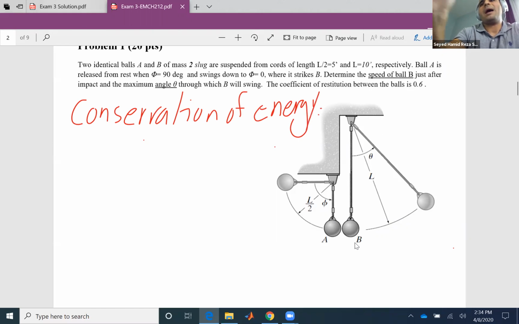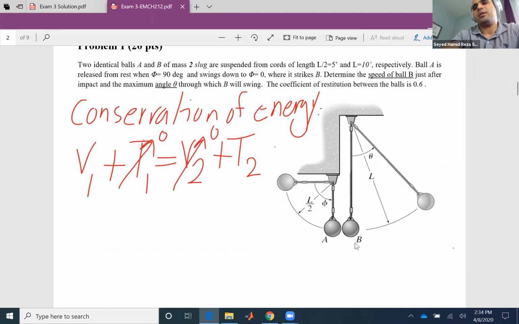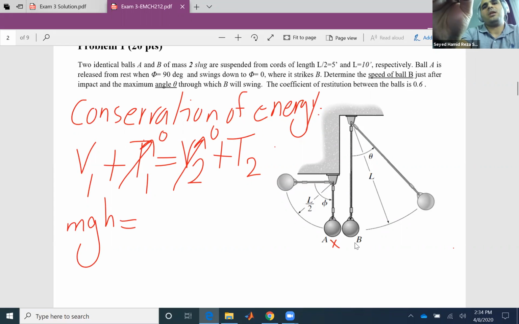For ball A, for mass A, which means that potential energy plus kinetic energy of the first instant equals the final potential energy and final kinetic energy. At instant 1, we don't have any kinetic energy. And then we don't have any potential energy when the ball gets down to the bottom. So potential energy is mgh, kinetic energy is half of mv squared.